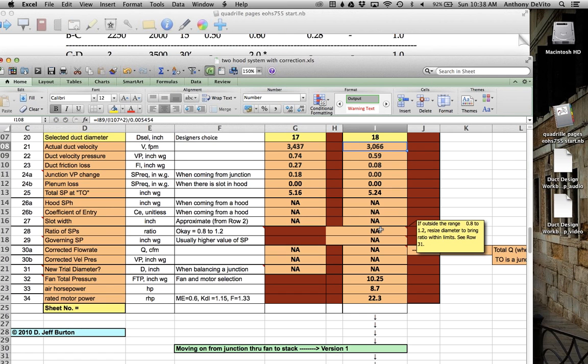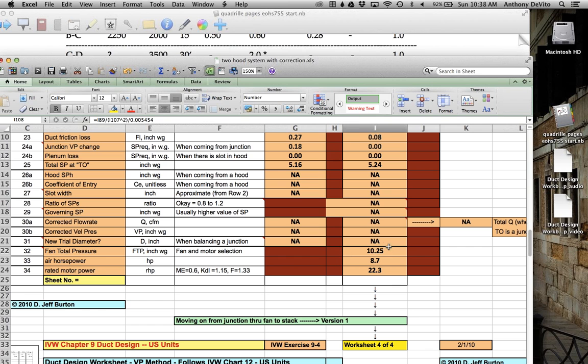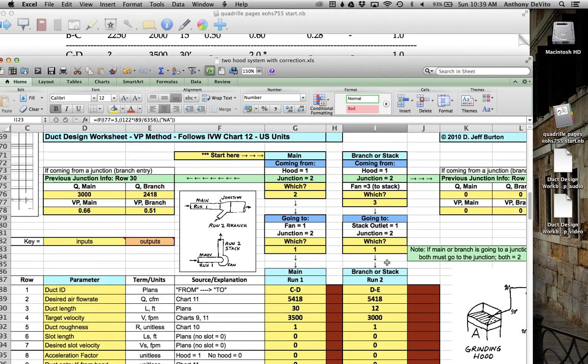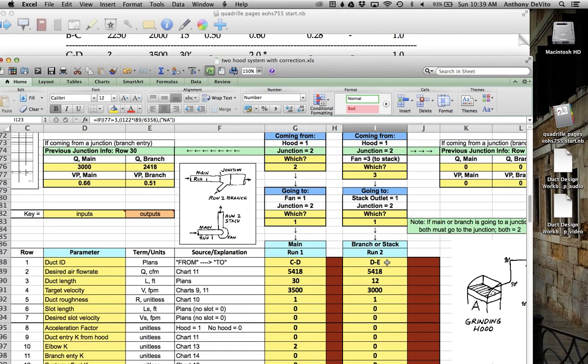And we wind up with the rest of our calculations. Our fan total pressure is 10 inches. The horsepower of the motor that we need to run this is 22 horsepower, and the actual work that it's doing is 8.7 horsepower. So we have all of the calculations completed. We could actually describe all of the static pressures throughout this entire system.